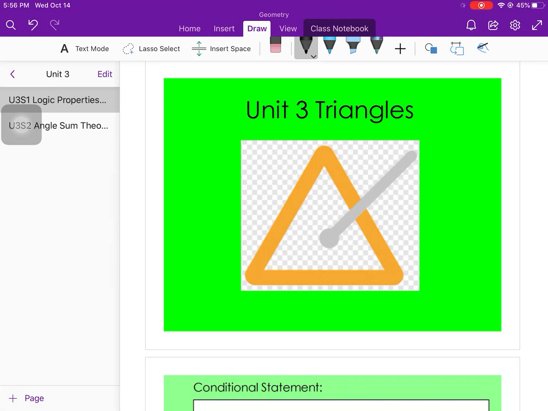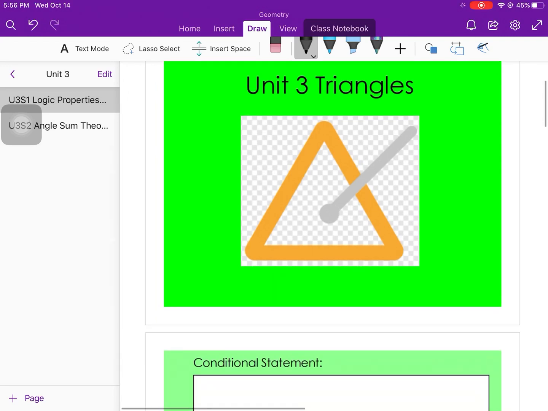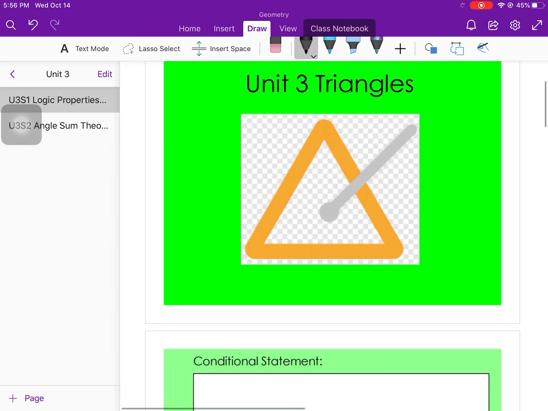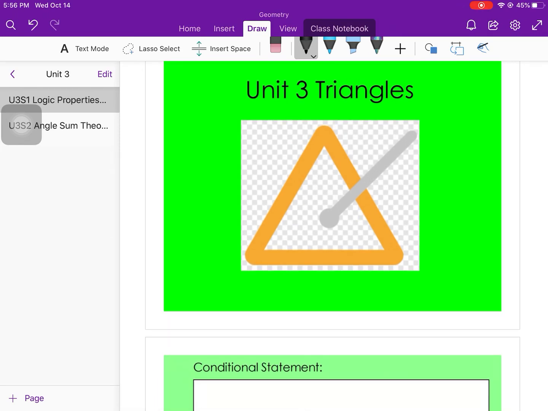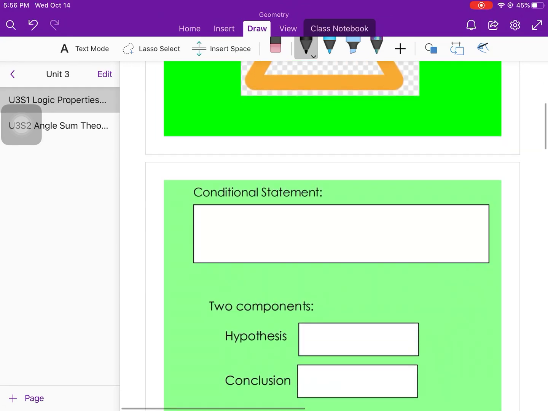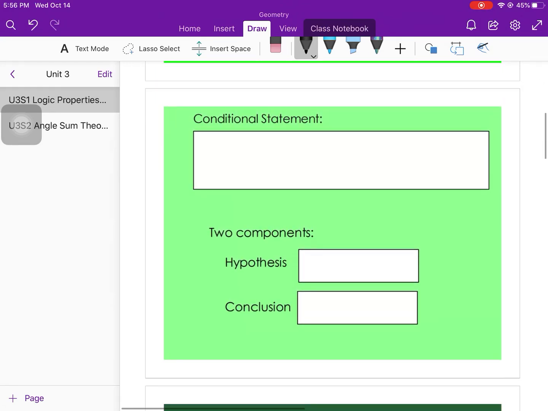Hey guys, welcome to Unit 3. We got triangles today. This is one of my favorite units to teach. It's kind of nice. It's just different. It's not super difficult, and a lot of the concepts are pretty interesting because we use triangles a lot in everyday life. Okay, so a little background though.